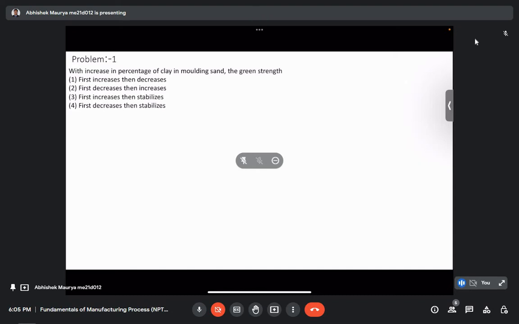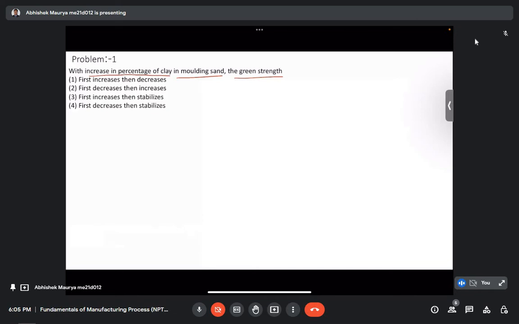Okay, whoever have answered, it's correct. So let's try to understand what is being asked in the question. So here it is being asked that with increase in percentage of clay in molding sand, what will happen to the green strength? So we know how a mold is made.